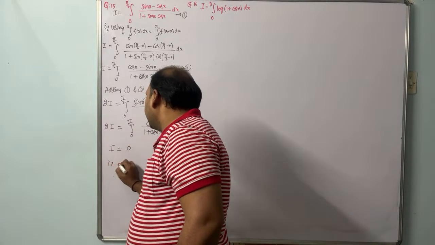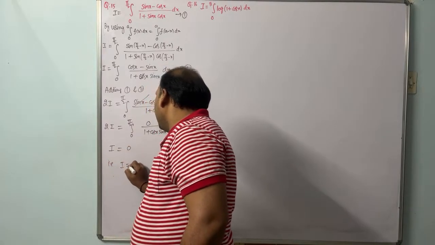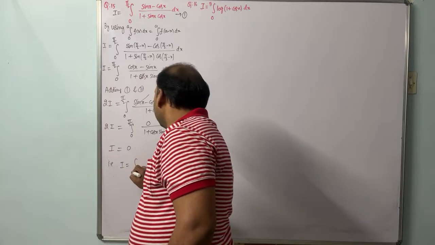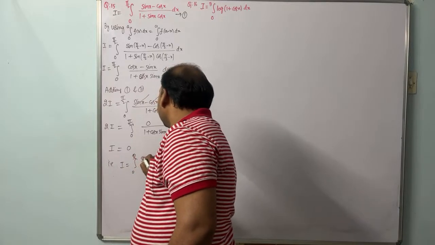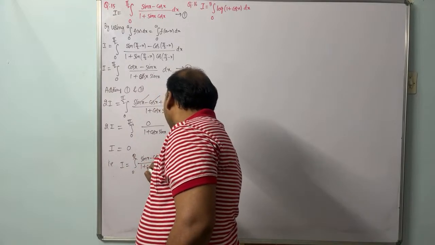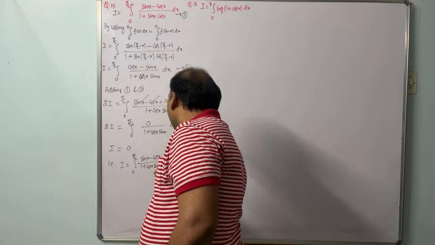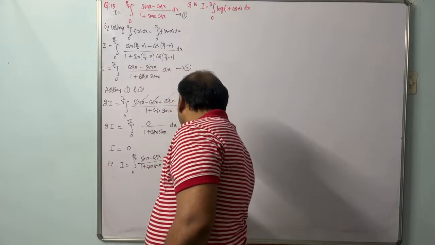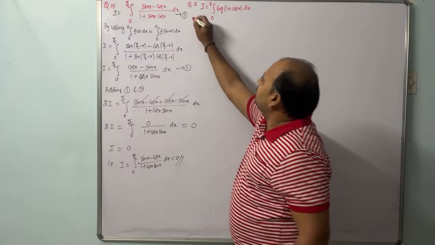That is, I equals integral 0 to pi by 2 of (sin x minus cos x) whole divided by (1 plus cos x sin x), value goes to be 0. Okay, we'll move on to another set of questions.